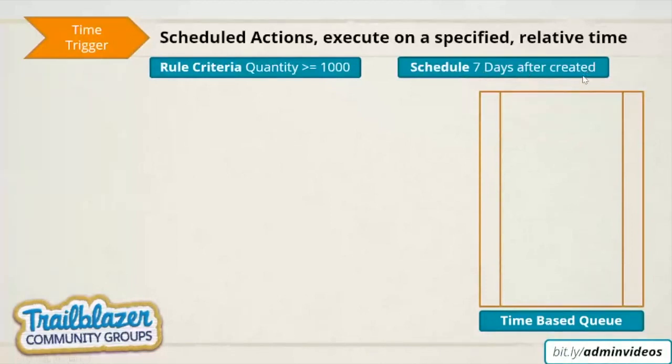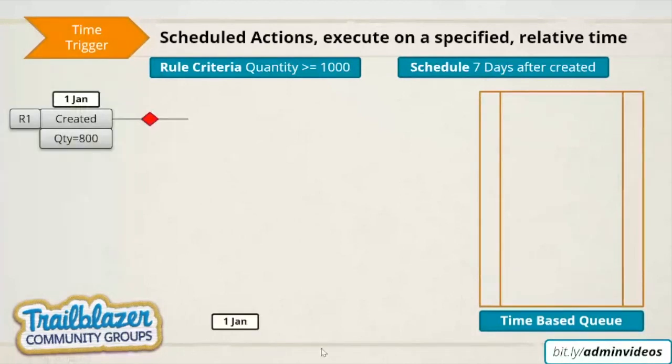So the time is always a relative time. You cannot give like it should run on 23rd of September. It is generally a relative time. It can be relative to the point when the action is triggered, or it can be relative to any date time field on the record. So it can be created date, it can be approval date, any date field or date time instance you have on the record. So now let's take the example.